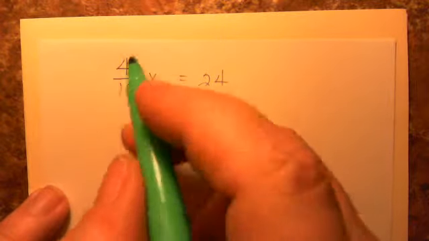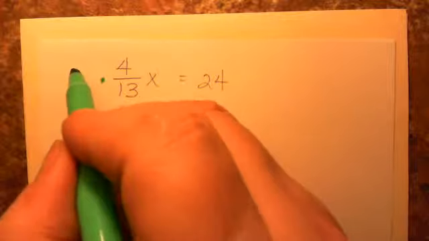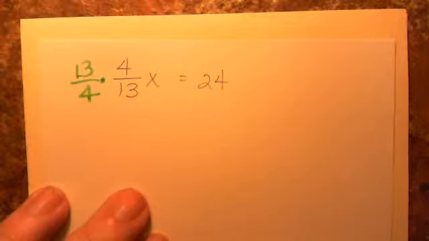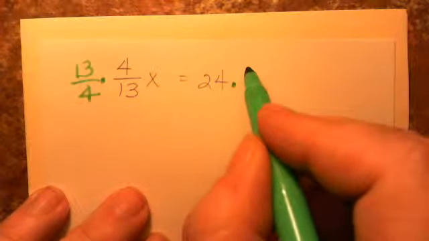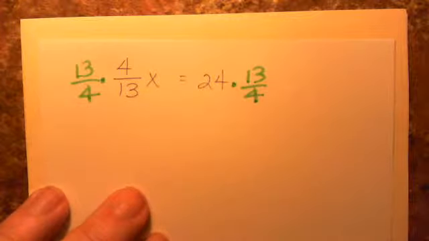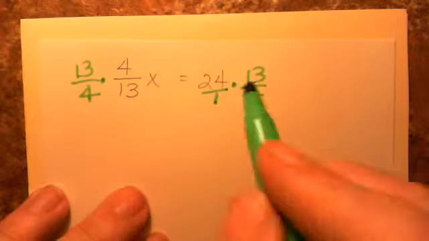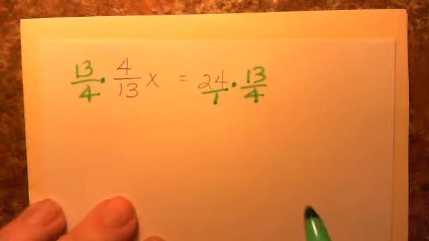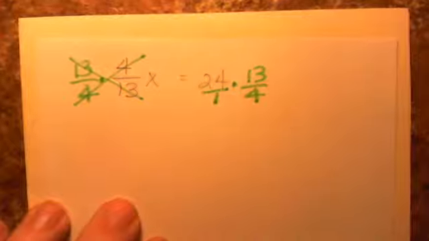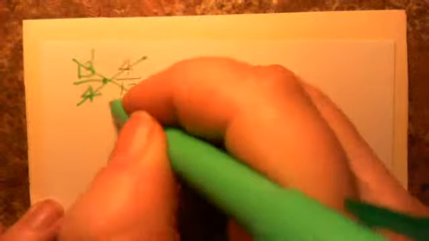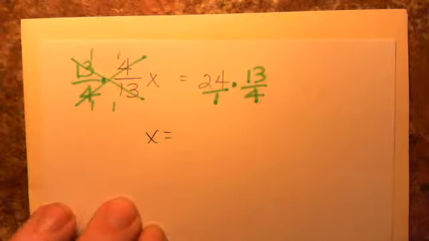So the coefficient is 4/13, and the reciprocal is the upside down version of that. Now remember, what we do to one side we do to the other. So we're still multiplying by the reciprocal over here. Now you remember that 24 can be 24 over 1. Now what happens over here is what we call canceling. Everything cancels to 1. And we have our 1x, and we just write the x.